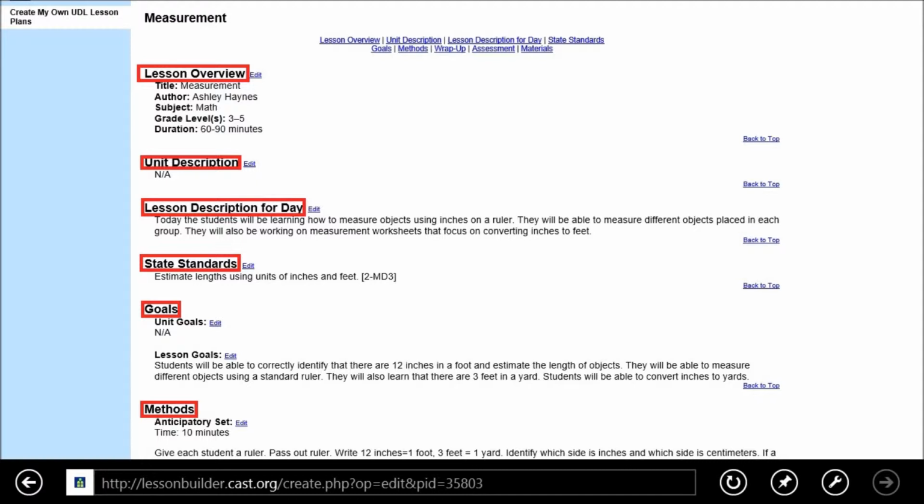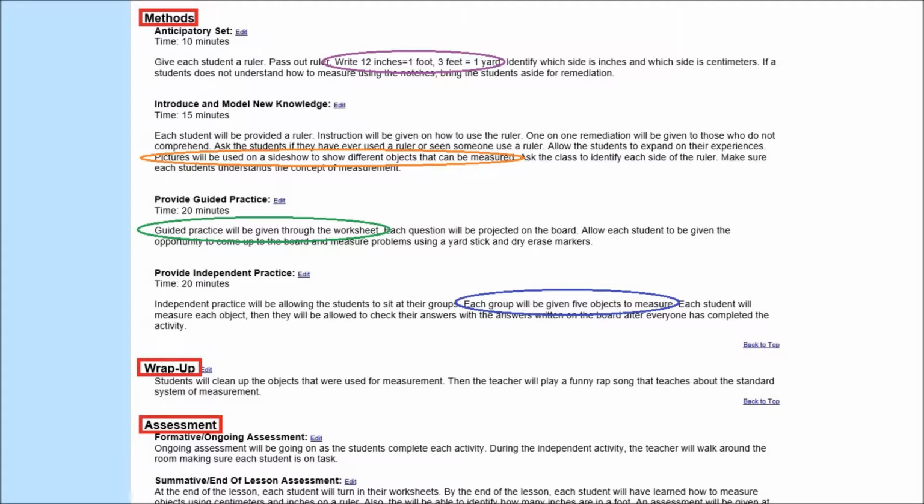The lesson goals for the measurement lesson are that students will be able to correctly identify that there are 12 inches in a foot, and they will also be able to estimate the length of objects. They will be able to measure different objects using a standard ruler. Students will also be able to identify that 3 feet are in a yard. They will also be learning how to convert inches to yards.